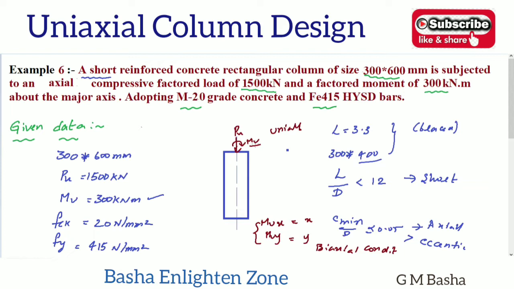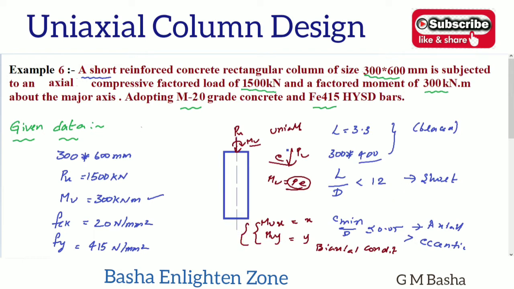If this additional moment is not given, they might give the load at some eccentricity, so the moment is equal to P into e, and like that you can also work out the moment value. But here in the question itself they clearly mention that the moment is 300 kilonewton meter. So based on this condition you can design this type of problem based on the uniaxial condition. Okay, if the moment is given along the x and y axes, then use the biaxial condition to design that type of problem.